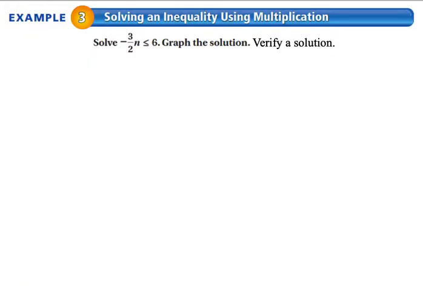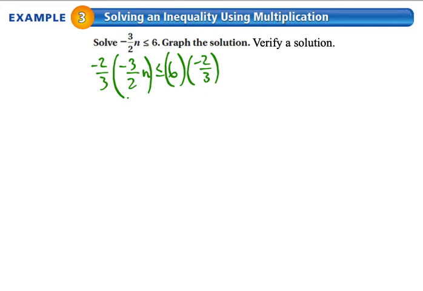So when we solve these, negative 3 halves n is less than or equal to 6. I'm going to copy this down first. I'm going to multiply both sides by the reciprocal, negative 2/3. Now, when I multiply by a negative, I need to immediately change the sign. Because I have multiplied by a negative, that sign needs to change immediately. Now, right here, I get 1n greater than or equal to 6 times negative 2/3, which is negative 12/3. That's negative 4.